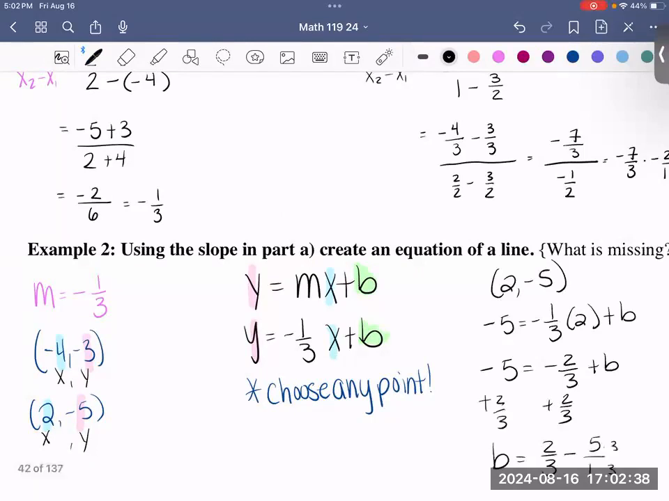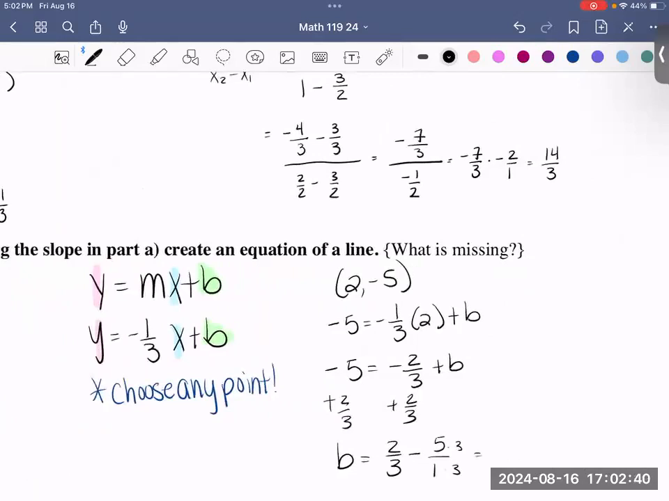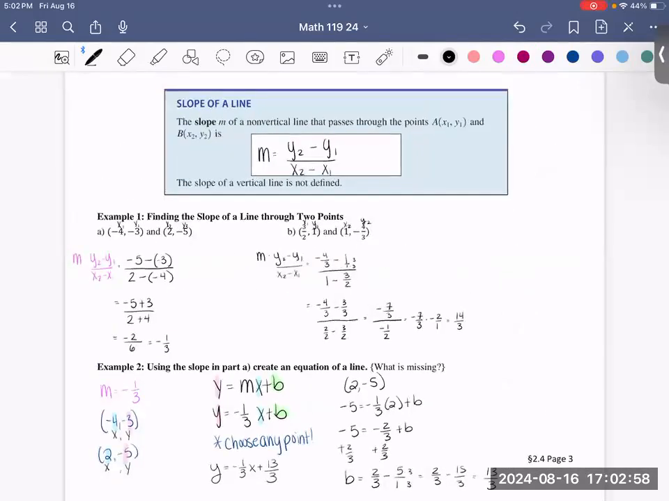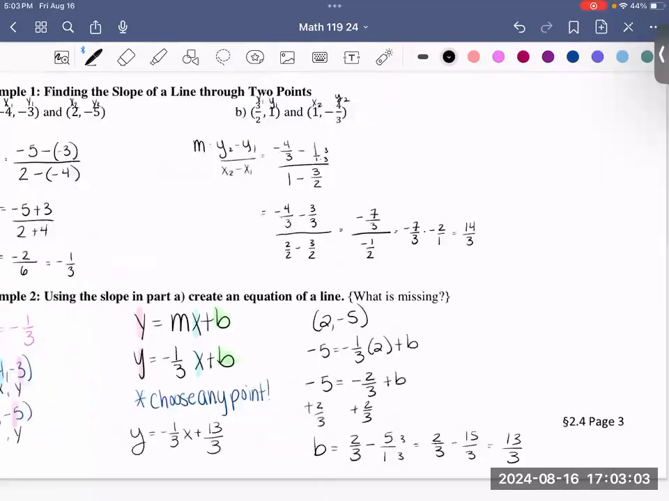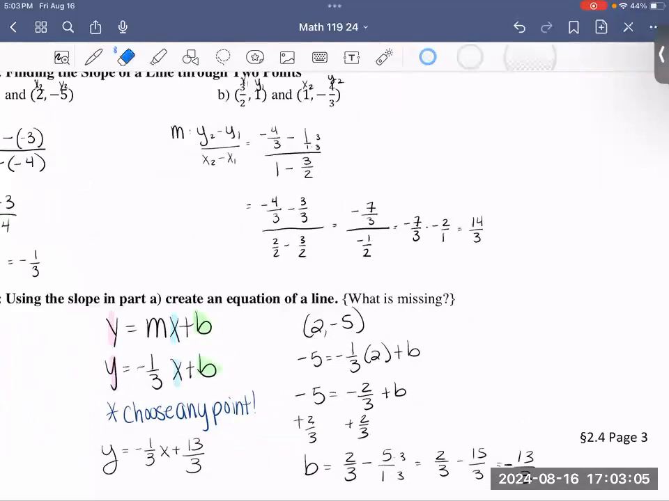Common denominator, 2/3 minus 15/3, and you'll get 13/3. So this is just your b. So then when we go back and substitute it back in, we really have 13/3. Actually, it's a negative 13/3. Just checking my work. Sometimes I leave off my negatives, even though they are super important.